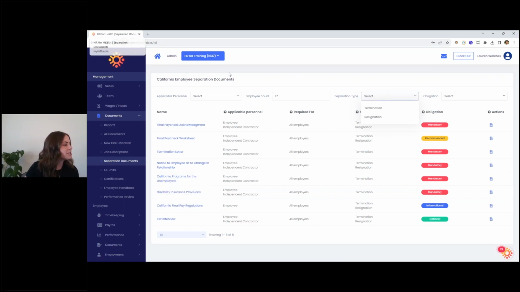Cool. So those are just some high level features on how we can help you keep all this documentation in place and making sure that you are protecting yourself. And then of course we have our HR specialist team as well. Every situation is unique, so always feel free to give us a call and talk through those things as well.